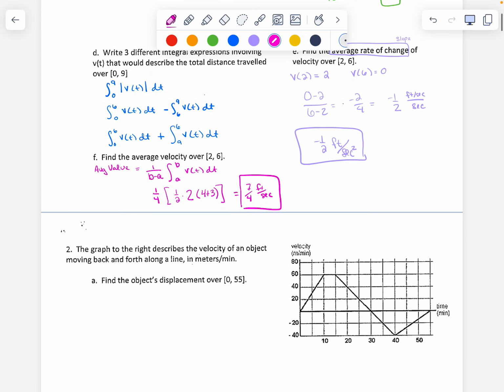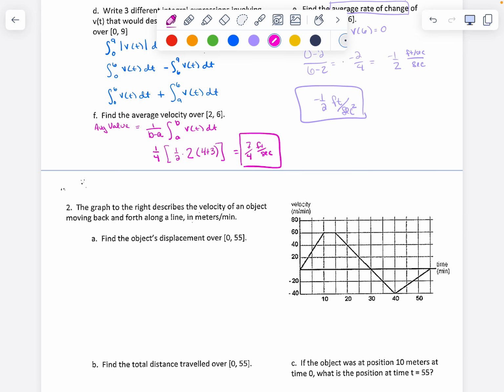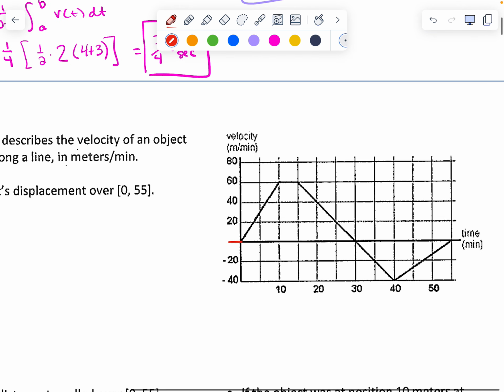Okay. Next page is a different problem, but it's the same stuff. So I'm going to set a timer and have you try this without me. This is your axis. It's a little hard to see in this graph. So you can see that this blue section is above the x-axis. And this green is below the x-axis.